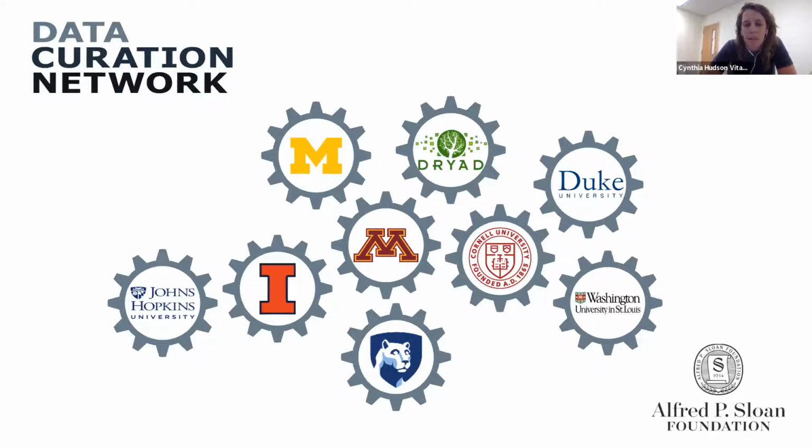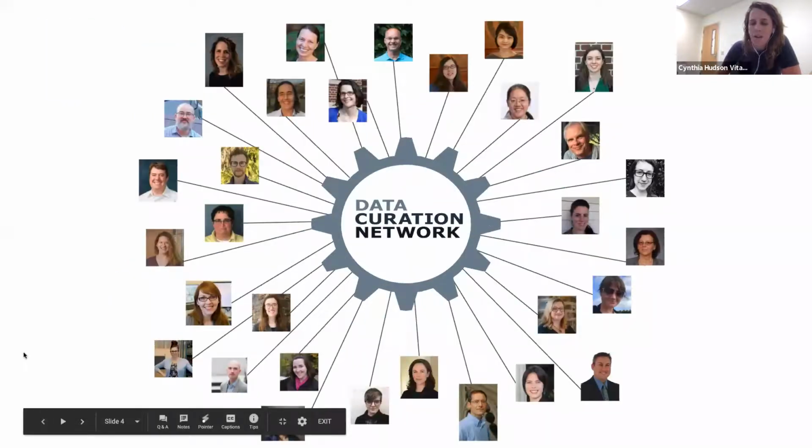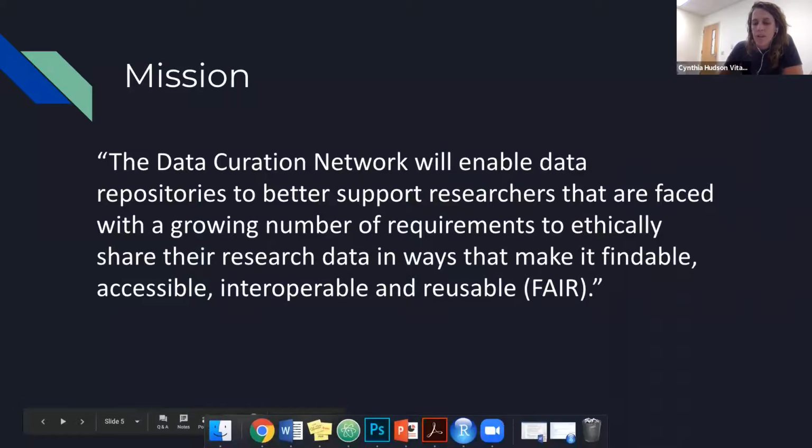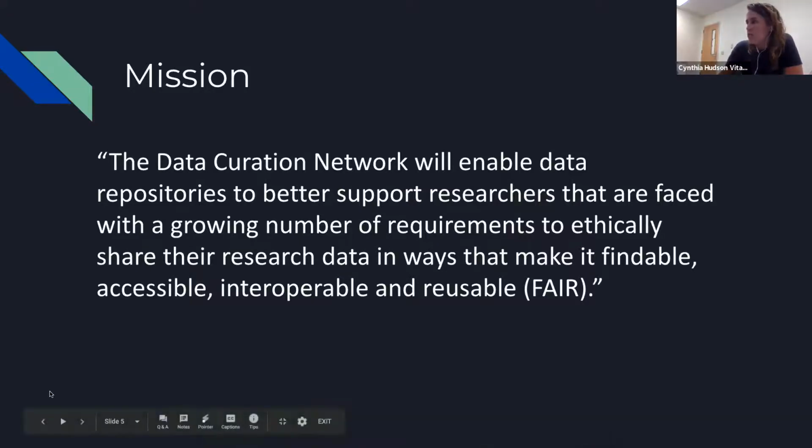This project is funded by the Alfred P. Sloan Foundation, and it initially focused on sharing staffing to expertly curate research data, but has really expanded since then. And we'll go into some of the other initiatives that have developed. On the whole, the network is built around collaboration and is comprised of 8 institutions and 1 repository. And this means that we have approximately 30 people who are part of this network, and it's growing. So our mission really is to enable data repositories to support researchers in ethically making their data findable, accessible, interoperable, and reusable. And we are currently doing this through 3 different initiatives.